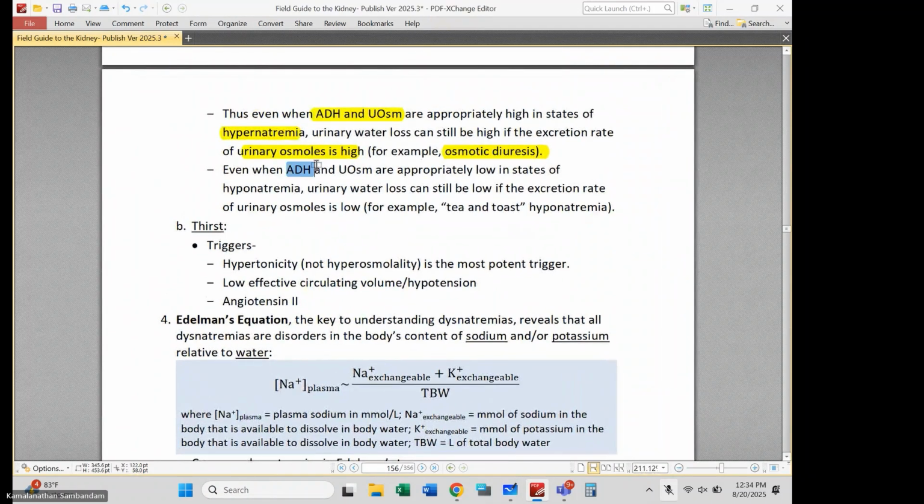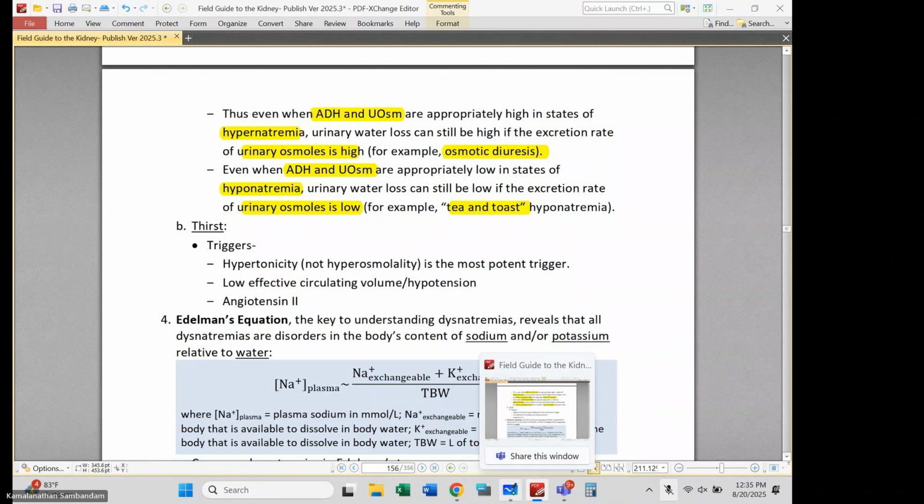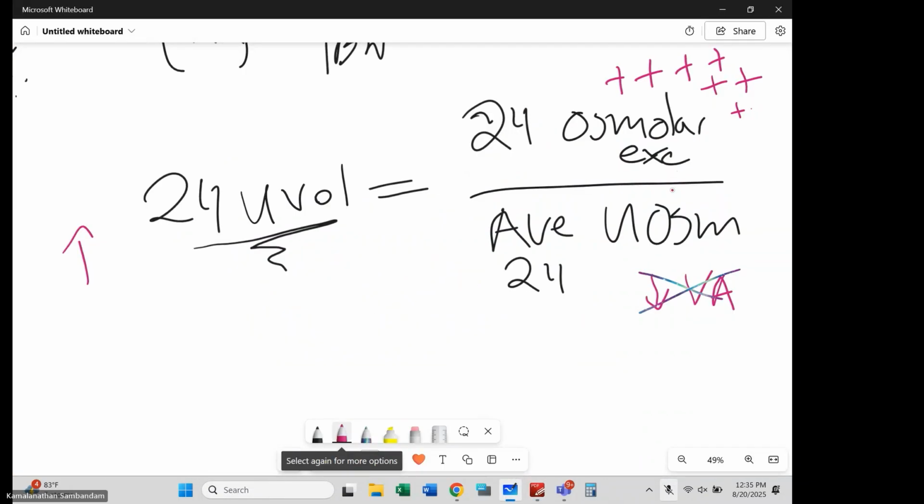Similarly, on the flip side, even when urine osmolality is low, that means ADH is low, I can get into trouble with hyponatremia if my osmolar excretion rate is very low. Okay, that's the classic tea and toast hyponatremia. So again, in this scenario, I might have a very dilute urine. So urine osmolality may be low, right? If urine osmolality is low, something in the denominator is low, then I would expect my quotient to be high, my urine volume to be high, right?